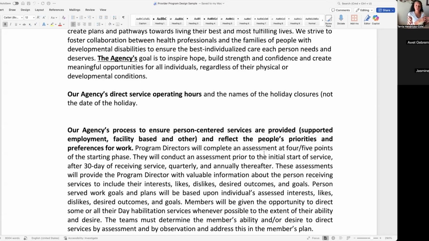So your program director will set up a tour, and I'll kind of briefly go over this with you all because it needs to be in your program design that this is part of your systems that you have in place. So your program director needs to schedule a tour right from the start when they receive the referral, and we will go into how you receive referrals, how you market your service.